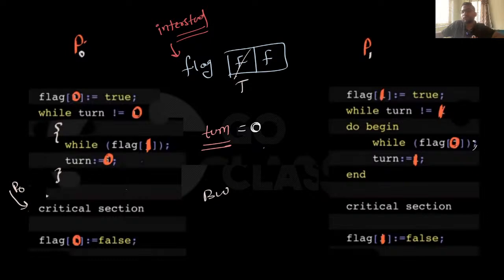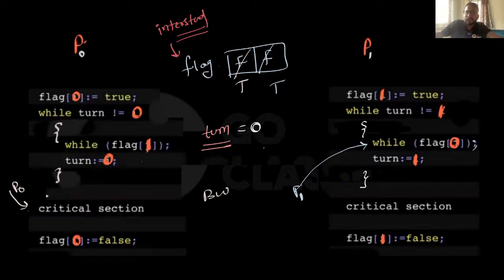Make another process in the waiting area. The waiting area is actually just like a while loop, opening parenthesis, closing parenthesis. Here the waiting area is this. If P1 is here, then flag 1 must be true, and turn is not equal to 1. Turn is 0, which is not equal to 1, so this is true. It will come inside this while loop, and then it will check flag 0. Flag 0 is actually true, so it will get stuck.